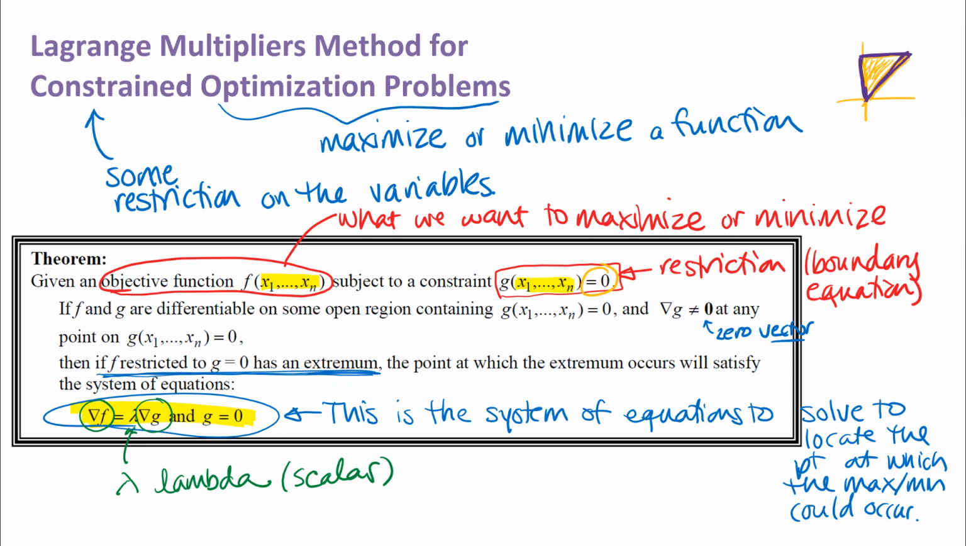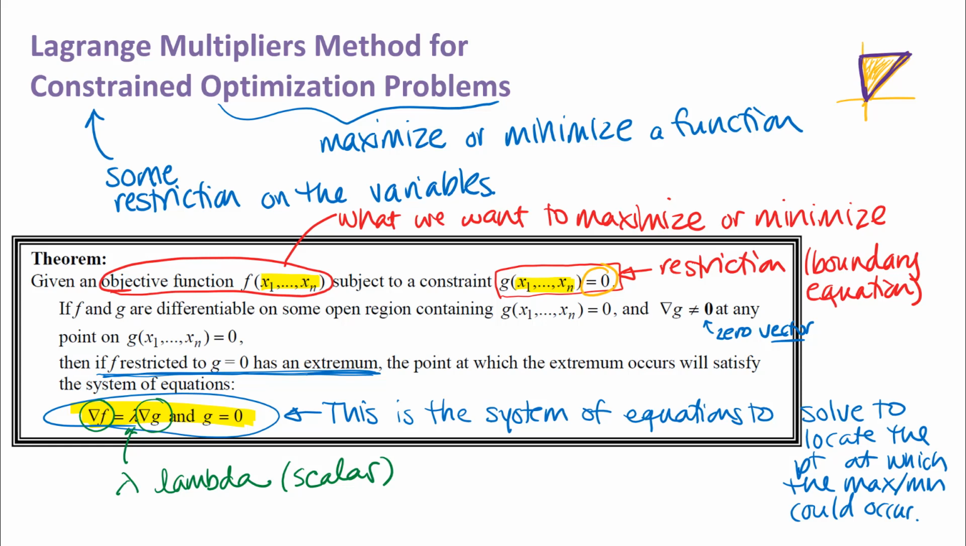Sometimes students that have bad handwriting have a hard time using lambda because it looks a lot like an x or a y in their bad handwriting. So you can use some other letter if you want, c or k for a constant. It's just a scalar saying that these two vectors are parallel to each other. In a later video, we'll look a little bit at the geometry of why this theorem works and what it's really telling you about the geometry, and you'll be able to see those parallel vectors.